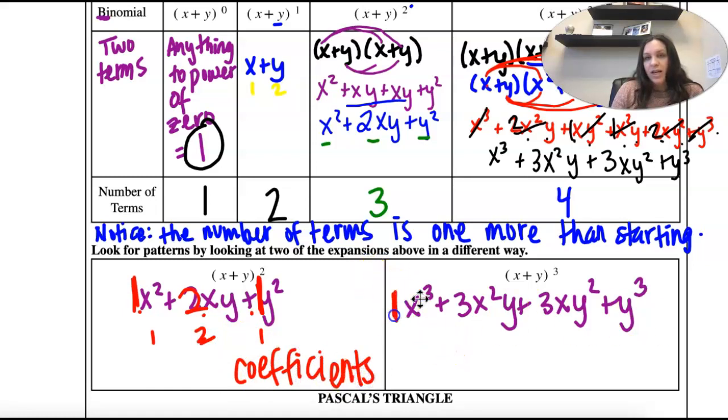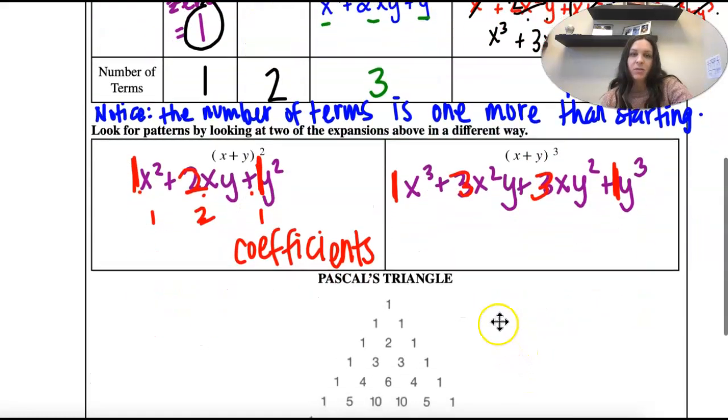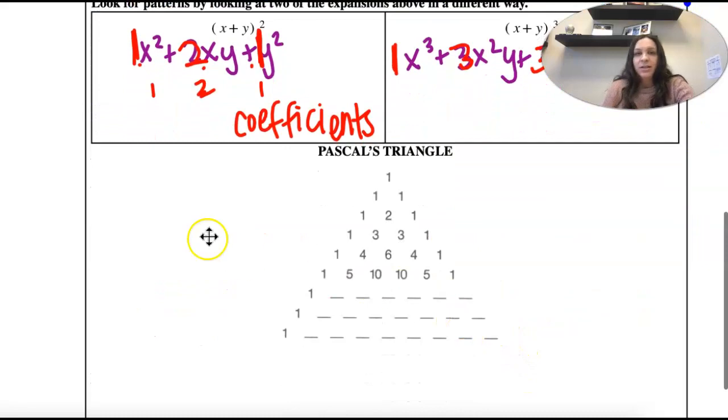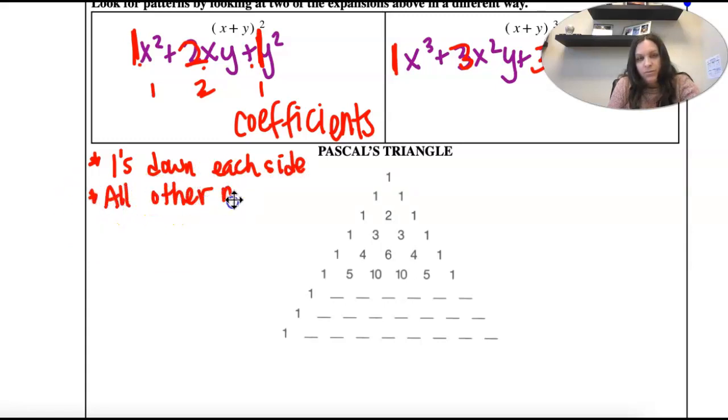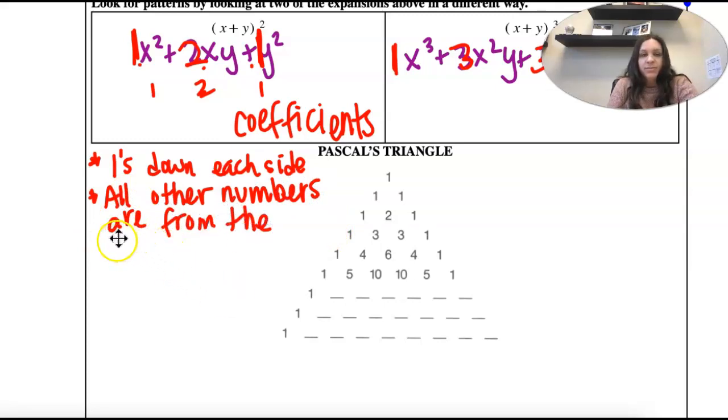Same thing here, 1s on the outside and then 3s in the middle. So we get these numbers from something called Pascal's triangle. The outside is always 1s, so we get 1s down each side. And then all the other numbers are from the sum. What does sum mean? Adding. They are from the sum of the two numbers above.